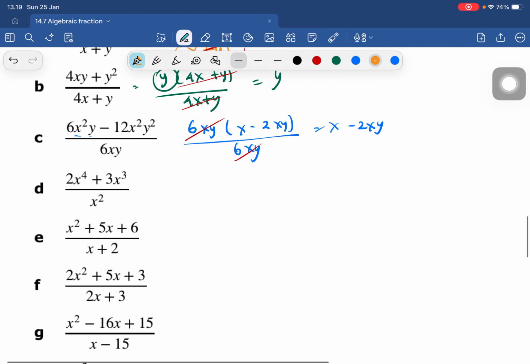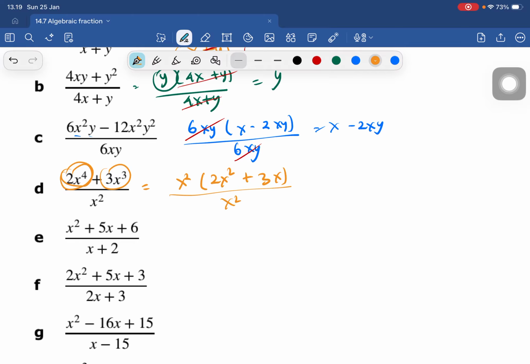Okay, next the highest common factor of this number is x square. So we make it bracket, so this 2x square, because 2x square times 2x square is going to be 2x to the power of 4 plus 3x, because x square times x is going to be x to the power of 3, divided by x square. Okay, we can see here the same thing. So the answer is 2x square plus 3x. This is the simplest form.